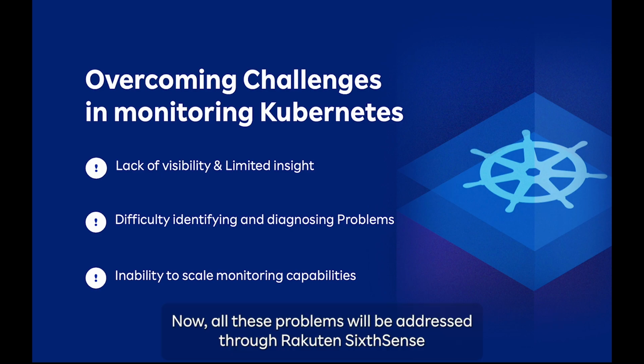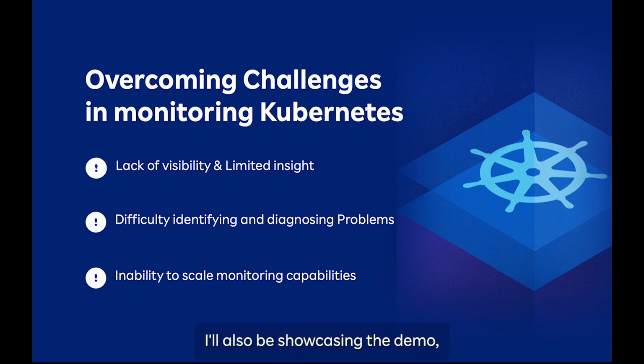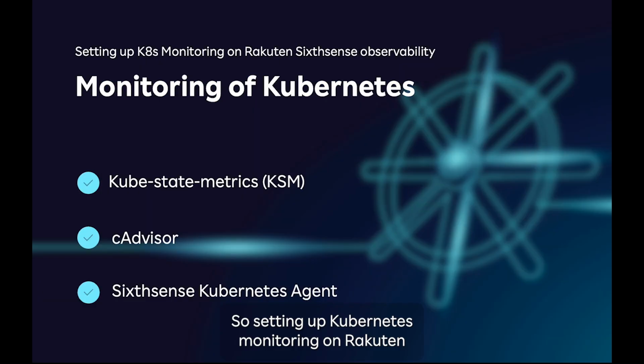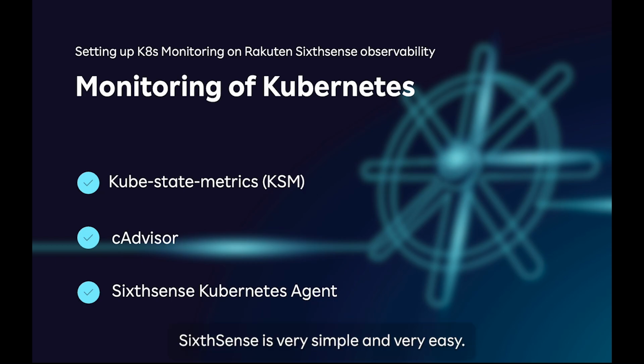Now, all these problems will be addressed through Rakuten SixthSense. I'll also be showcasing the demo. But let's first get into the part where I showcase how you can go about setting up Rakuten SixthSense observability for your Kubernetes environment. So setting up Kubernetes monitoring on Rakuten SixthSense is very simple and very easy.